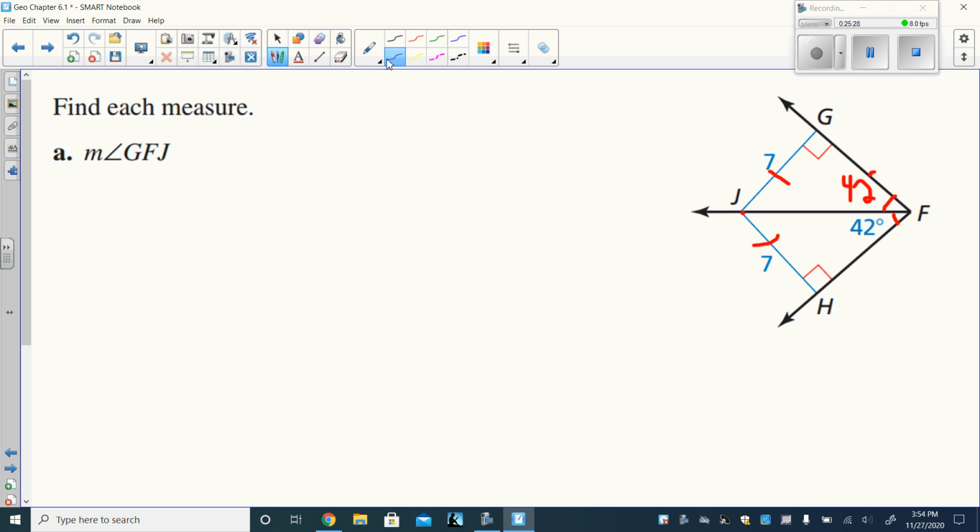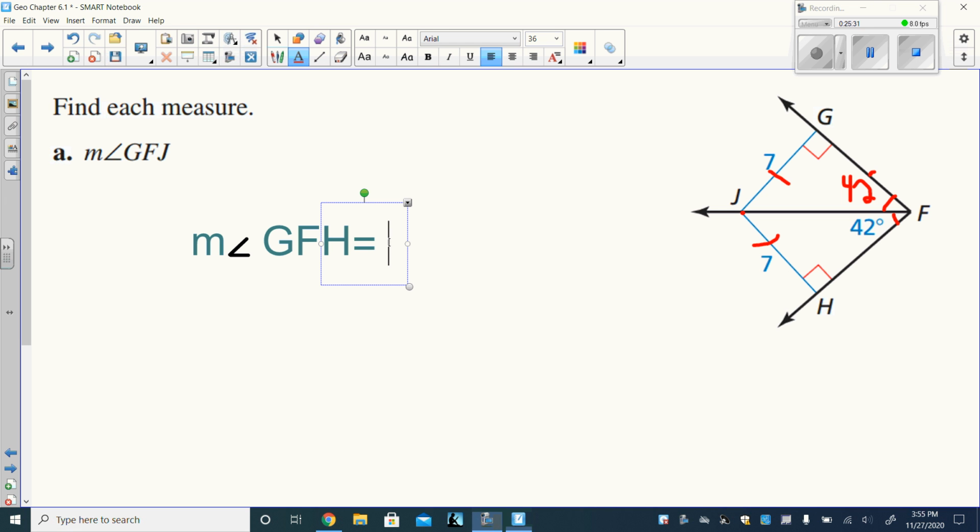Now say I wanted to find the measure of GFH. Well, GFH would be the whole angle, so I would just need to add 42 and 42 together to get that whole angle, which would be 84. So if we wanted the whole angle, we could add them together to get 84. And that's all we have to do for this one.